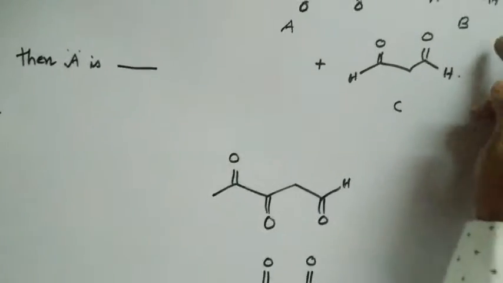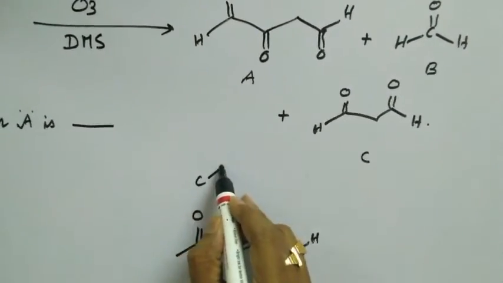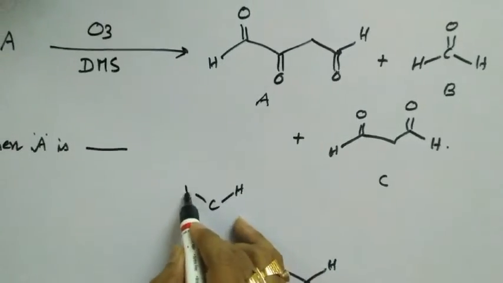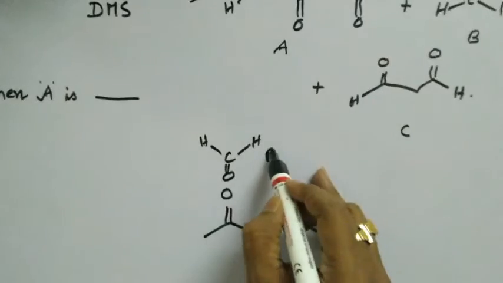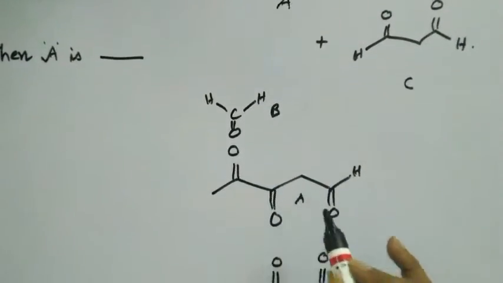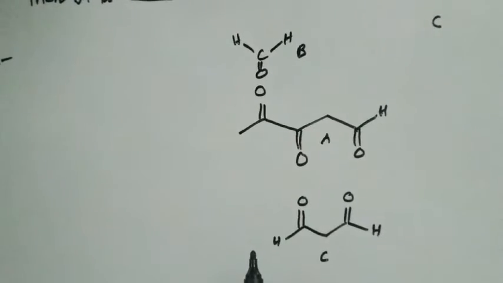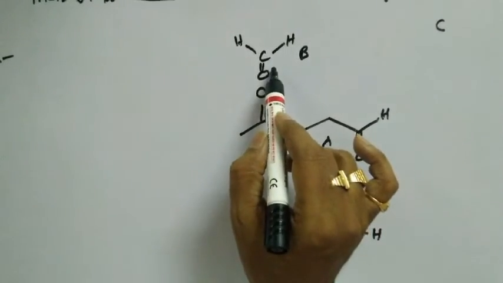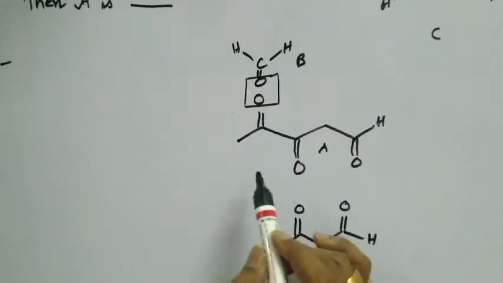Now what is left over? B is left over. I want to arrange that B with single oxygen here like this. So this is our B part, this is our A part, and this is our C part. Now I'll tell you a trick. What is the trick? Remove the oxygens and join the C double bond C's.